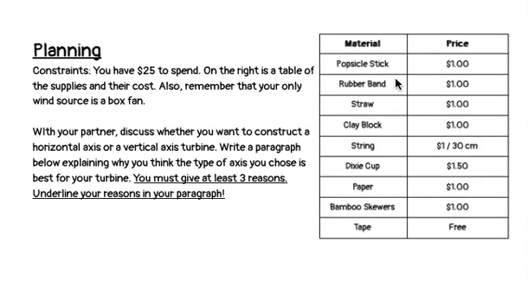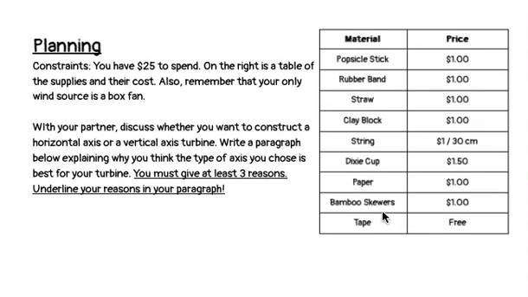So if you look here, popsicle stick. One popsicle stick is $1. A rubber band is $1. A straw, $1. A block of clay, $1. A piece of string that's 30 centimeters long, $1. A little Dixie cup, $1.50. Paper, $1. Bamboo skewers, $1. And then you have unlimited tape.